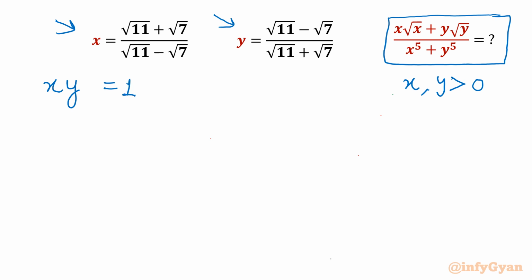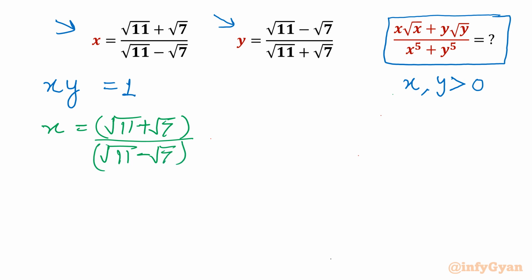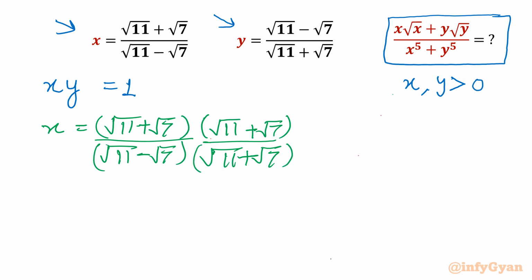Now let us consider the rationalization of x and y. I will write our x as square root 11 plus square root 7 divided by square root 11 minus square root 7. The conjugate of the denominator is square root 11 plus square root 7, so we multiply the same in the numerator and denominator. Now the denominator is (a plus b)(a minus b), so you write the difference of two squares formula: 11 minus 7.